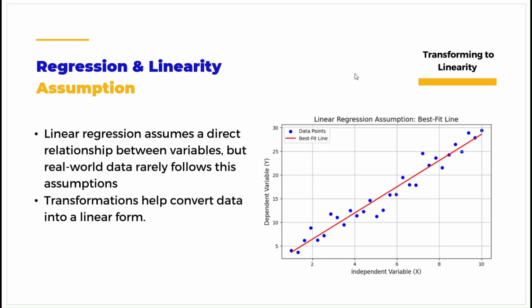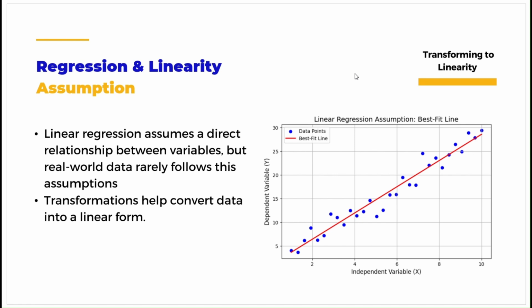Before we jump into solutions, let's quickly refresh how linear regression works. The basic formula is y equals beta naught plus beta 1 x plus epsilon. Here's what each part means. Y is what we are predicting, like house price. X is the predictor, like house size. Beta naught is the starting point, like the intercept. Beta 1 is the slope, how much y changes when x increases. And epsilon is the error, the random stuff that the model can't explain.